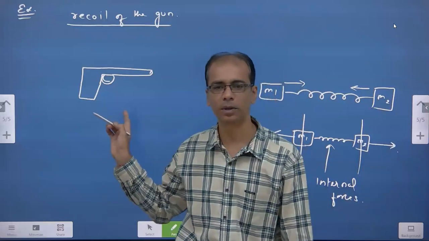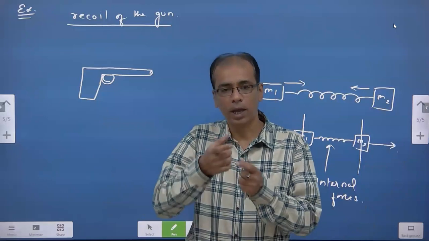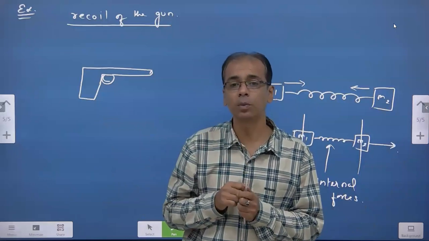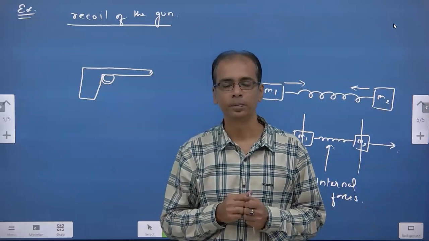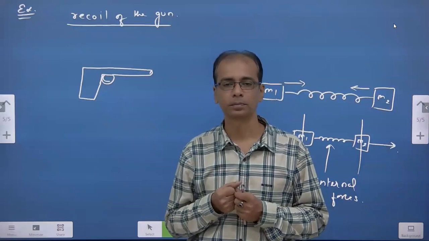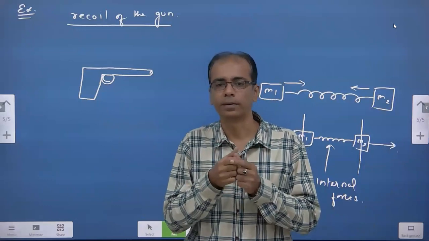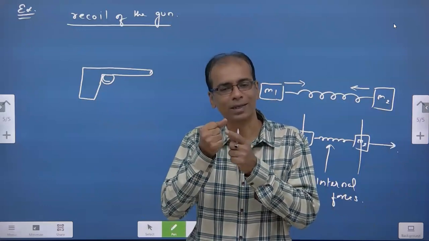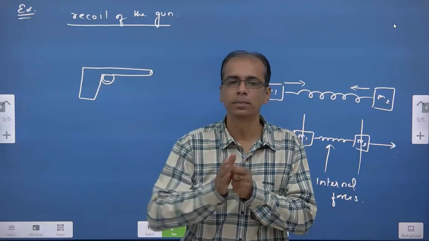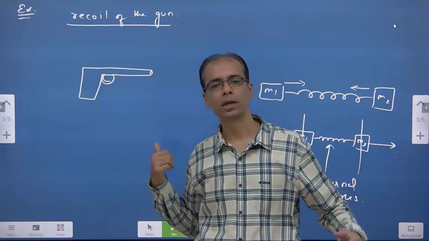Exactly the same thing is happening over here. In this one, what am I doing? I am pulling the trigger. So pulling the trigger means what? Inside there is a spring. I am compressing it. And when I want to fire it, what I'll do? Just click it. And suddenly, bullet will go in one direction and gun will go in another direction.